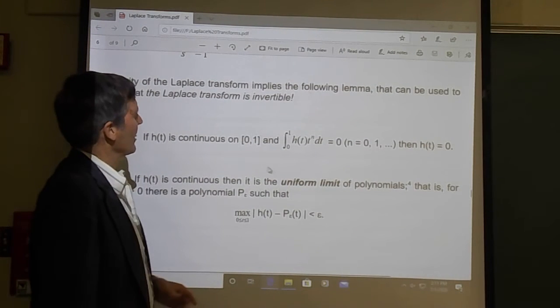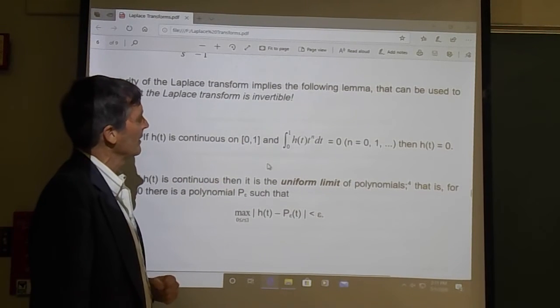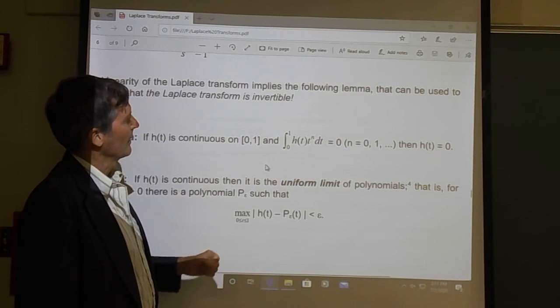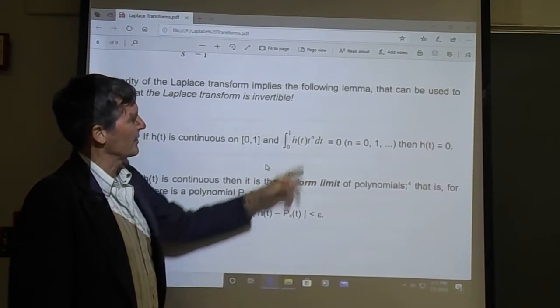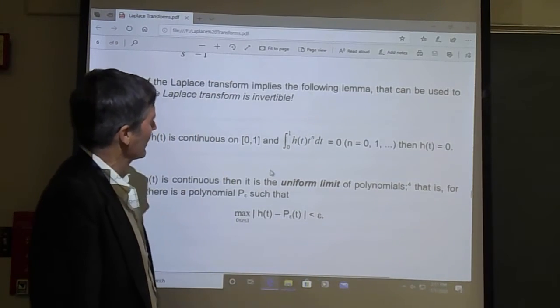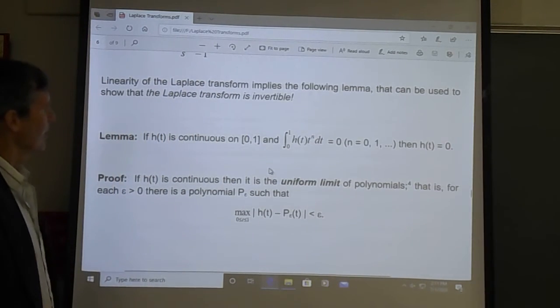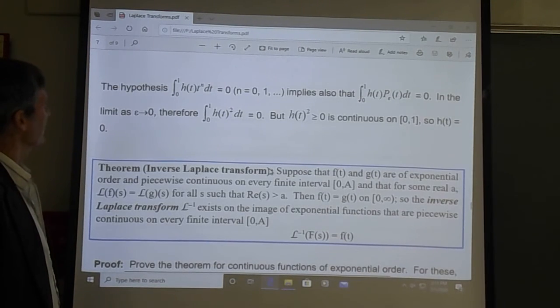So this lemma says if h of t is continuous in the interval from 0 to 1, and the integral from 0 to 1 of h of t times t to the n is 0, then h of t must be the zero function. The only function that you can put in here and get 0 is the zero function. And there's a short proof of it. I'm not going to go into a lot of detail on this.